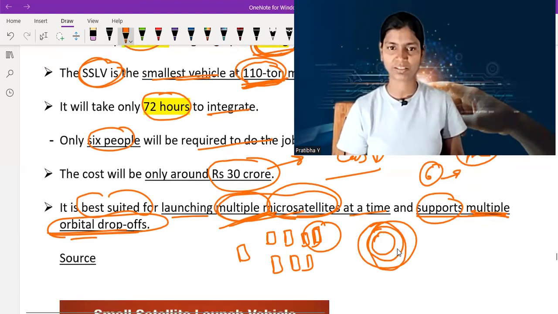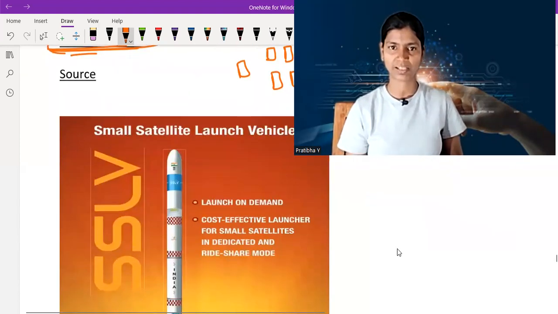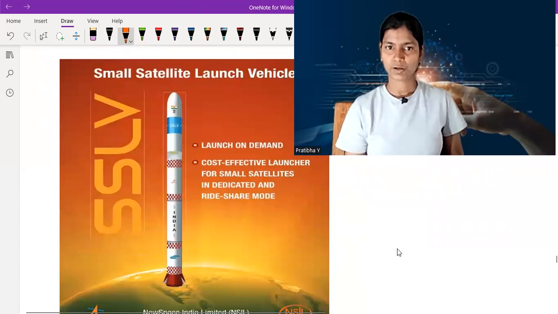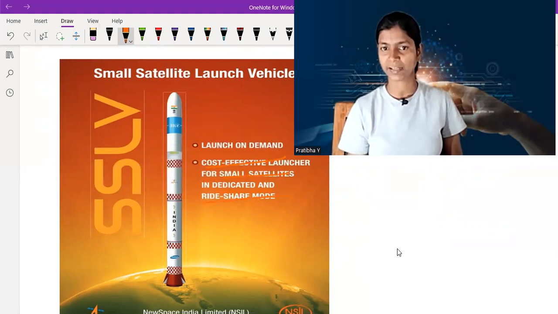In this picture you can see SSLV, the Small Satellite Launch Vehicle. Cost-effective launch for small satellites in dedicated and ride-share mode. In ride-share mode, that means many satellites share the ride of SSLV.